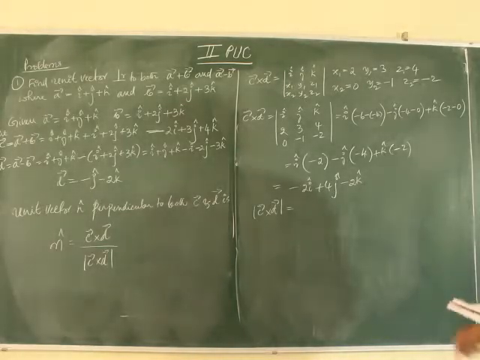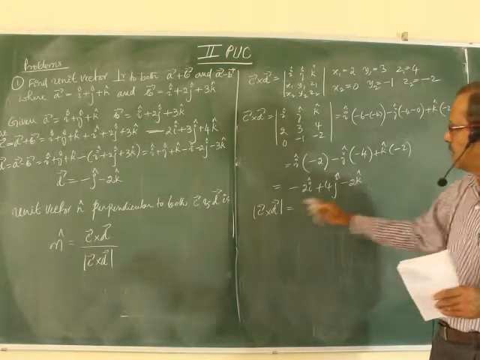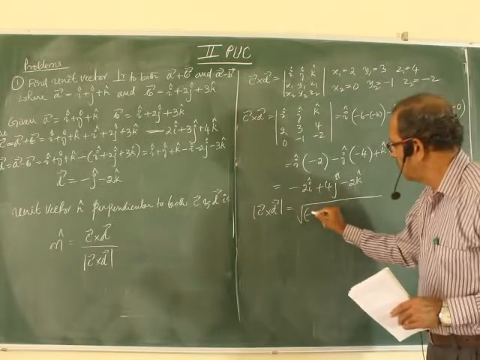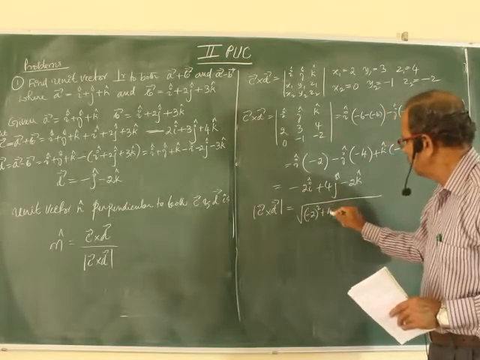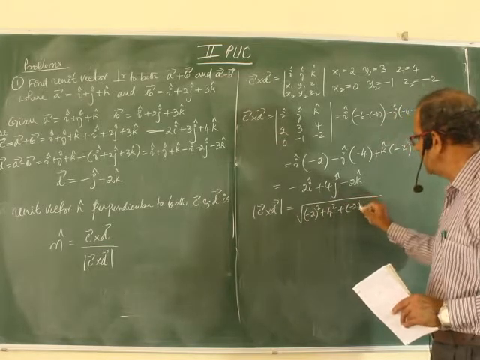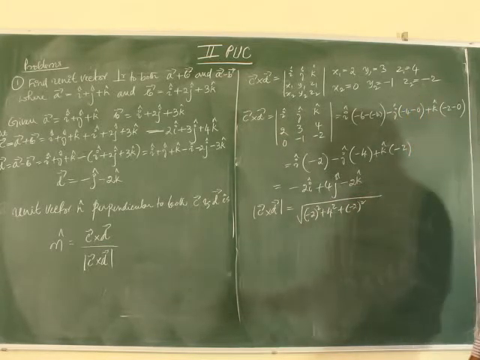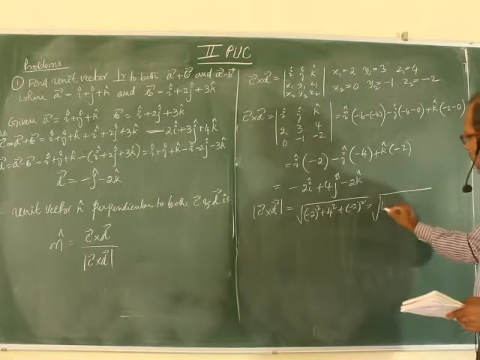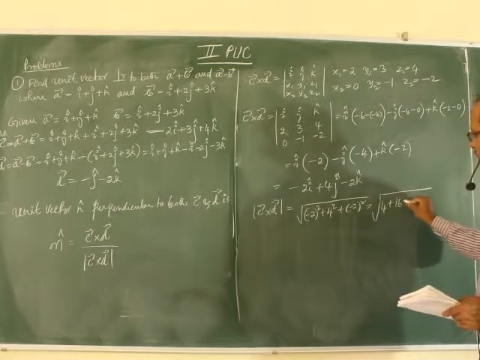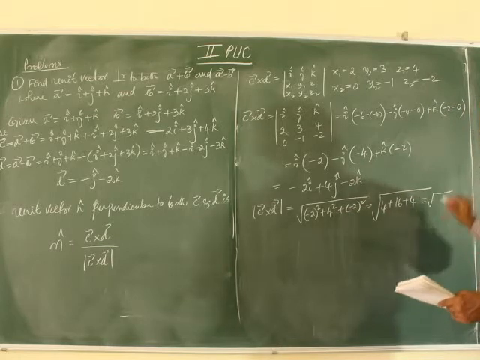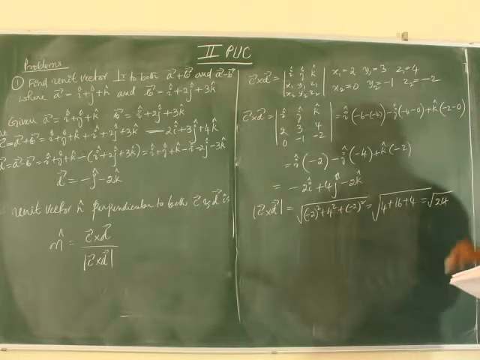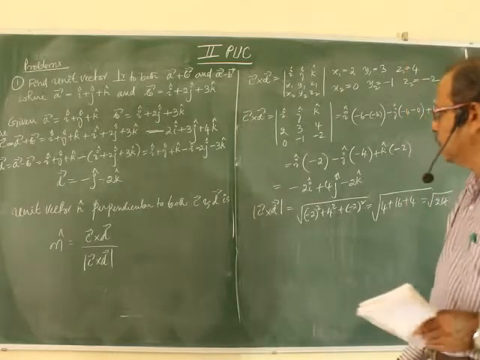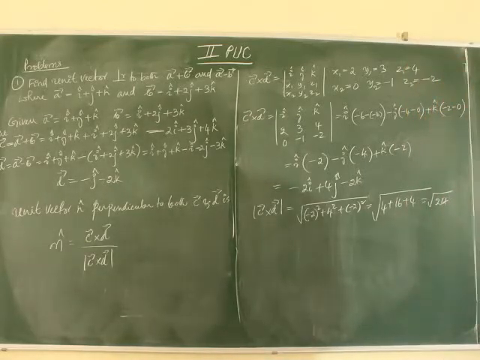Yes, continue. C cross D over mod C cross D. Root of minus 2 square, 4 square, minus 2 square, or square root of 4, 16, 4. Root of 24. Mod C cross D is root of 24.